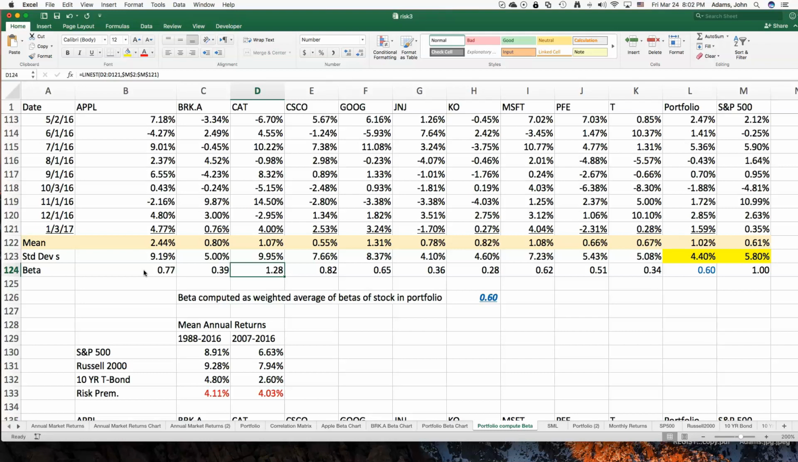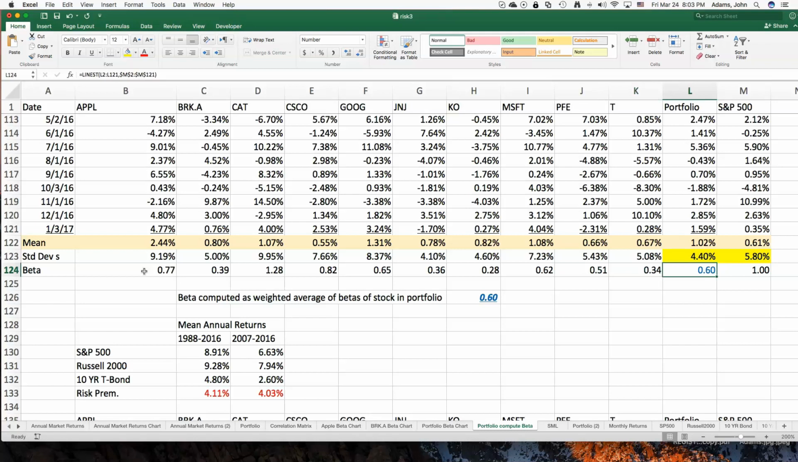Does that make sense? Yeah, Caterpillar is very sensitive to the market, to what's going on in the market. Berkshire Hathaway and Apple, less so. And if we look here, one of these stocks has a beta of 0.28, Coca-Cola. Yeah, not very correlated with the market. Again, what we would expect, people probably buy their soft drinks no matter what the market is doing. And we can see all the betas here for AT&T.